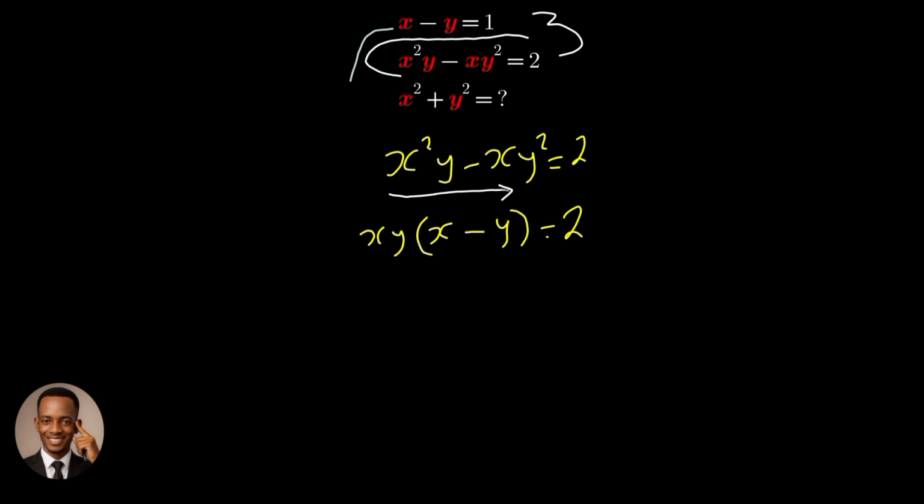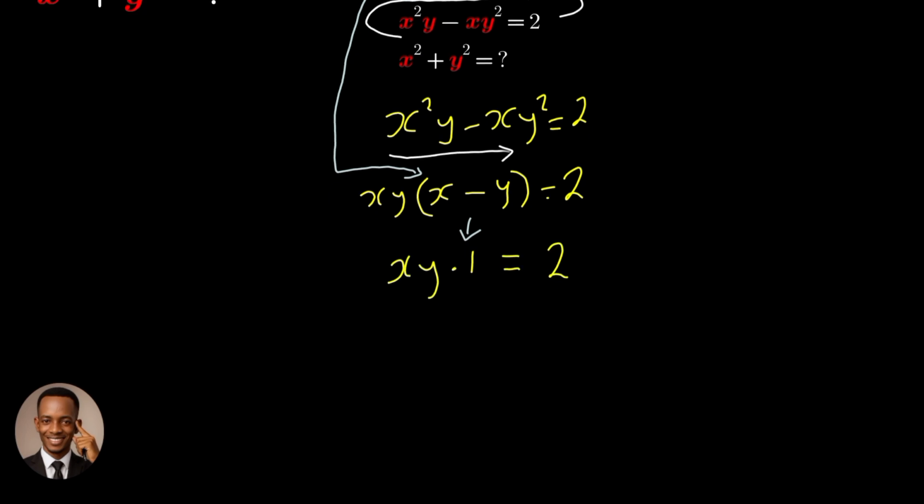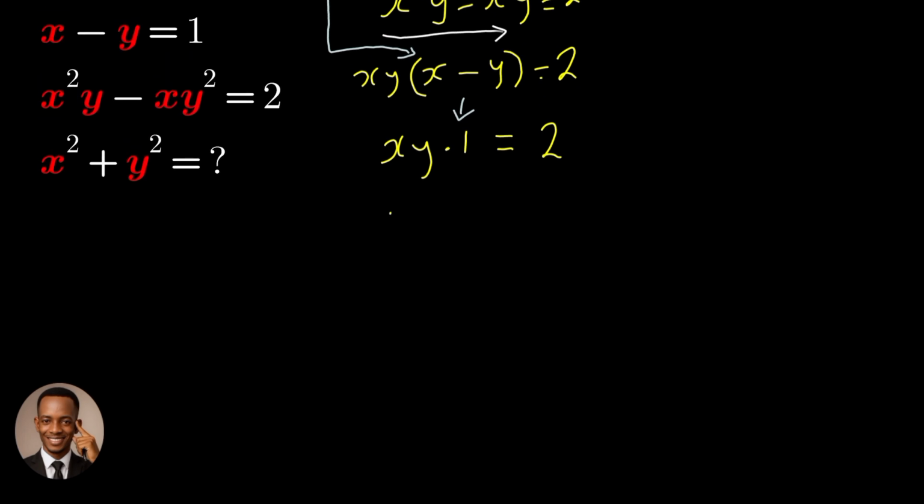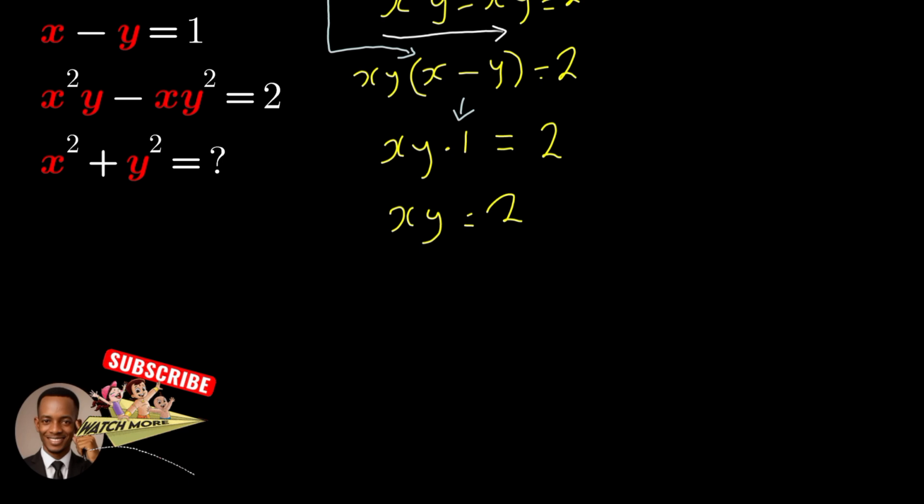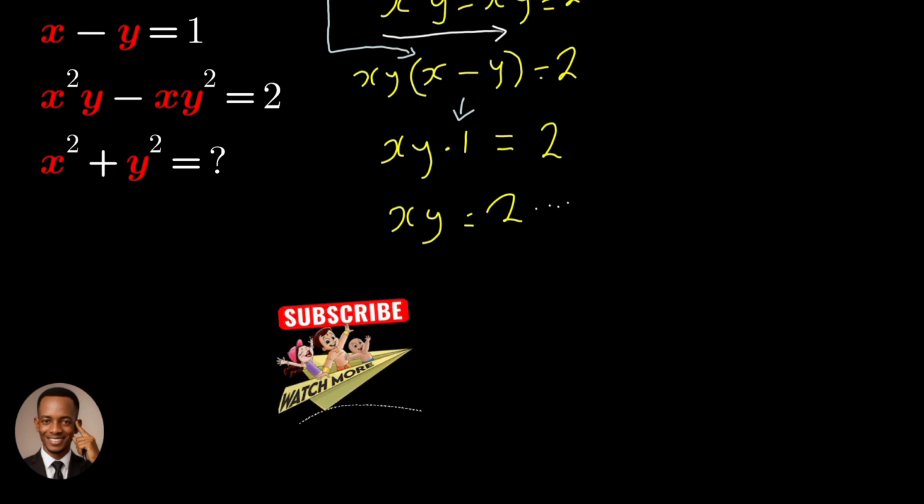And don't forget from this equation here that x minus y equals 1. Therefore, instead of x minus y, we're going to write 1. So we can now continue and say xy times 1 equals 2. Therefore, xy equals 2. Nice. We have derived another interesting equation.